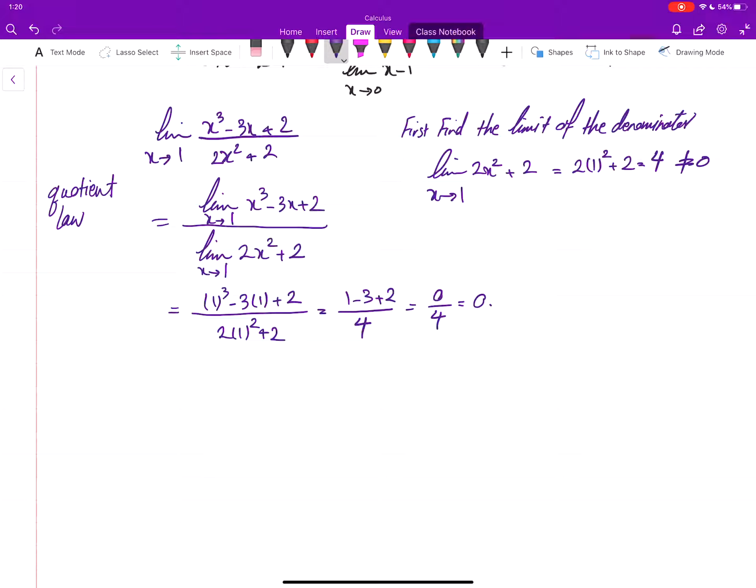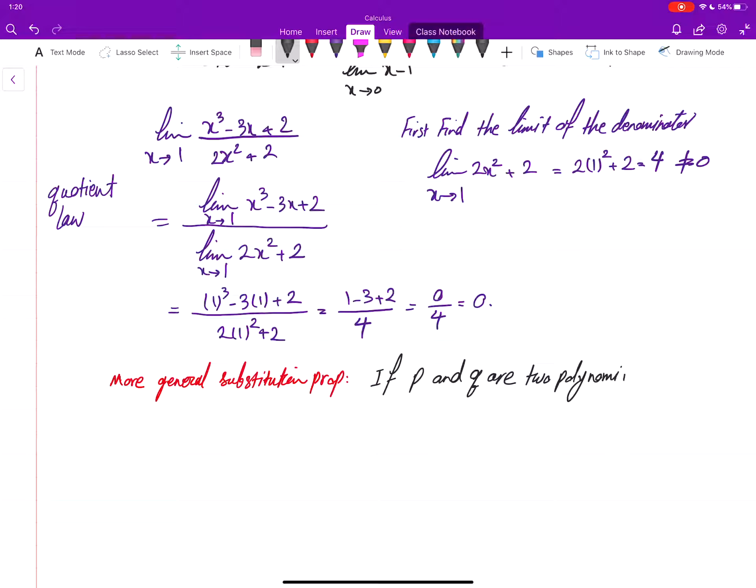So if you do this for all rational functions, you will see that there is a more general substitution property, which says that if P and Q are two polynomials, then the limit of the rational function P(x) over Q(x) as x goes to a is equal to basically plugging a in. But this can be 0 in the denominator, so we have to make sure that Q(a) doesn't give us 0. So the quotient law basically shows itself again here.